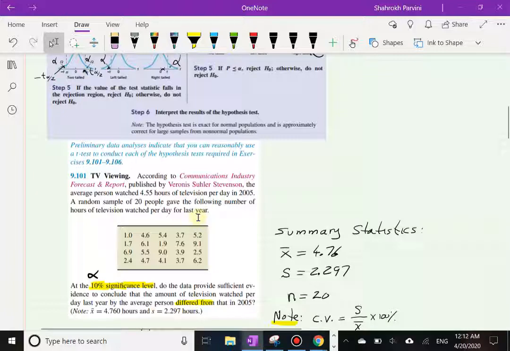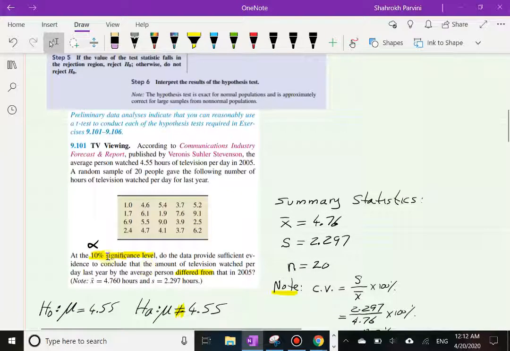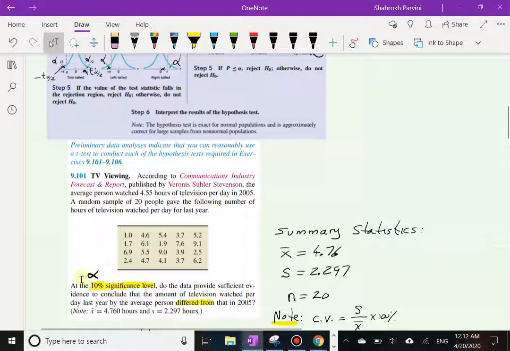So here we have these hours of television watched. Looking at this, this individual only watched 1 hour a day, and the numbers, of course, are all over the place. They go as high as 9.1 hours. Wow. This individual watches over 9 hours a day of television, as opposed to the minimum, which is 1. So I have highlighted the important stuff here for you.